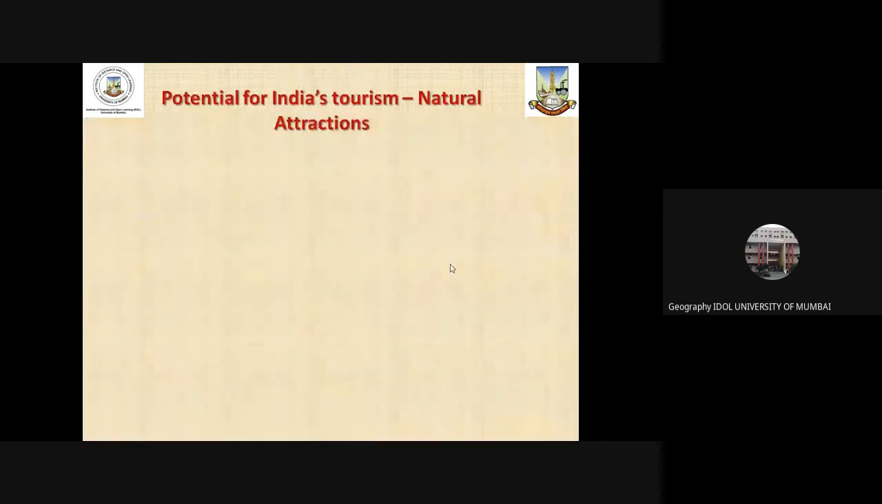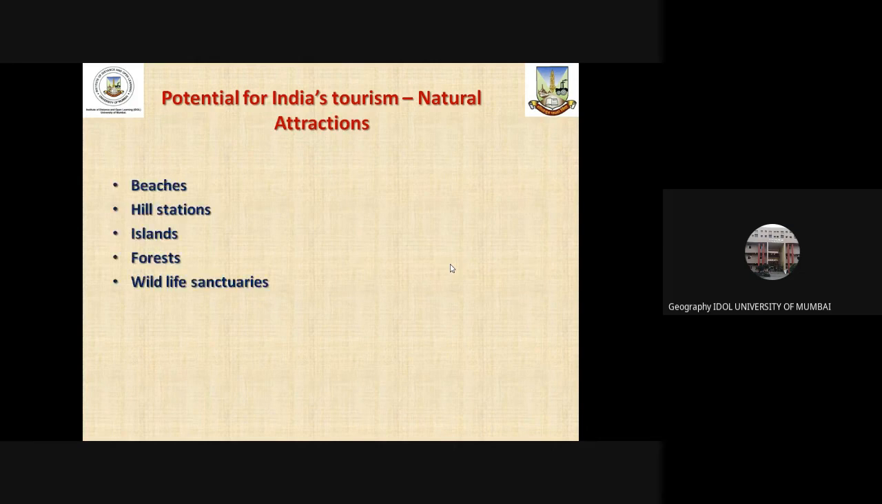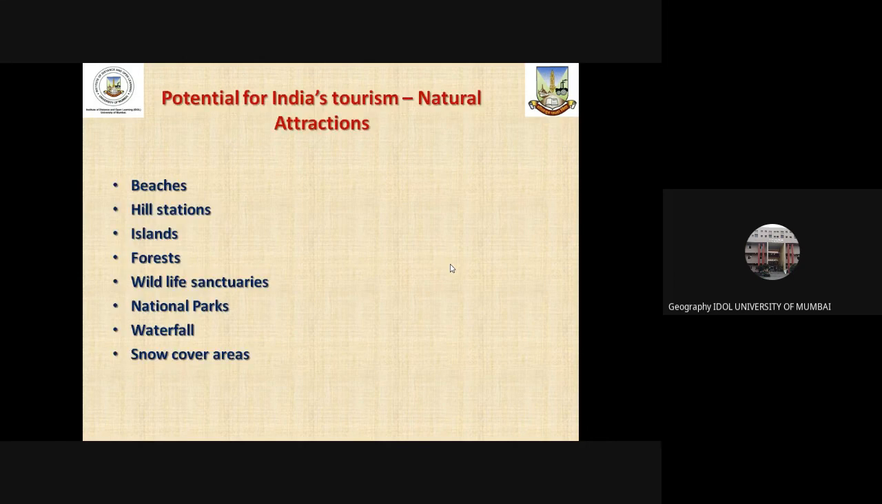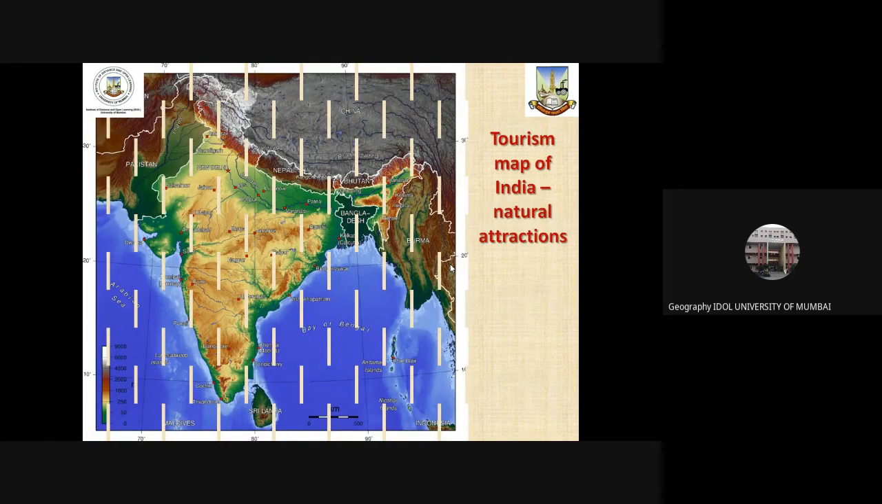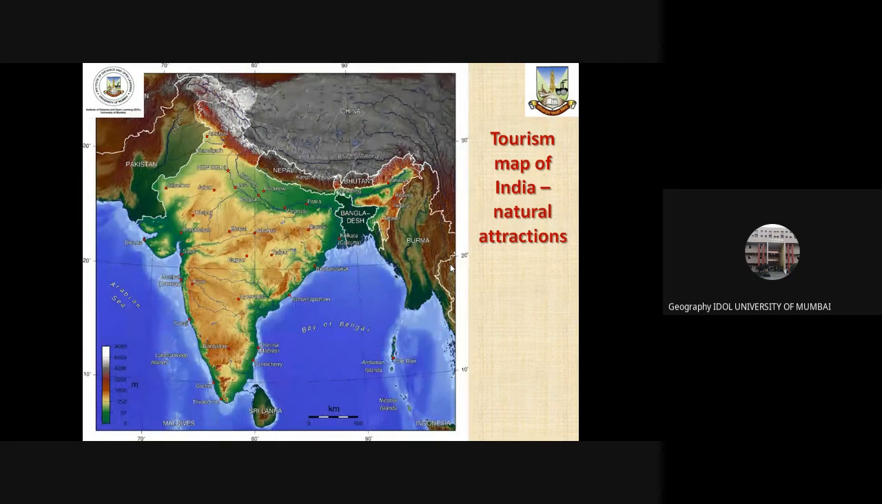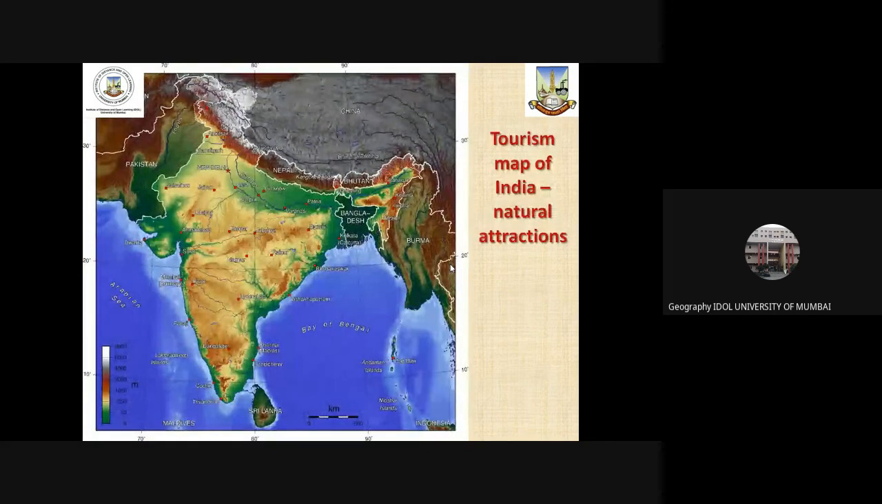If we talk about potentials of attraction of tourism, natural attractions, I told you, are beaches, hill stations, islands, forests, wildlife sanctuaries, natural parks, then waterfalls and snow-covered areas, which are important attractions in different parts of the nation. So, if we talk about tourism development in India, we have diversity in natural aspects also, and diversity in terms of culture as well.